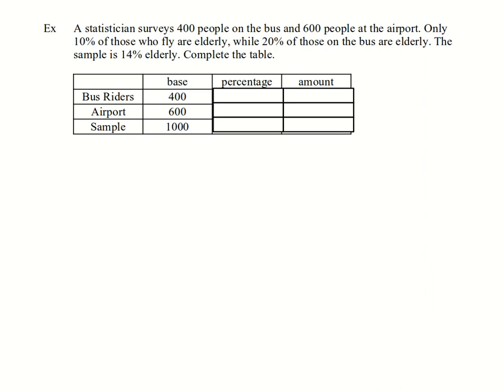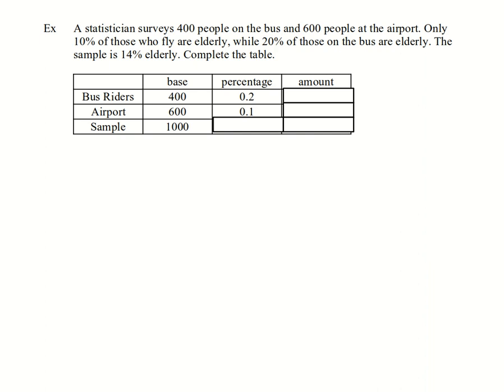The second sentence tells us that 10% of those who fly are elderly. So at the airport, the percentage of what we're interested in, elderly folks, is 10%, while 20% of those on the bus are elderly. So 20%, the percentage of folks on the bus who are elderly.